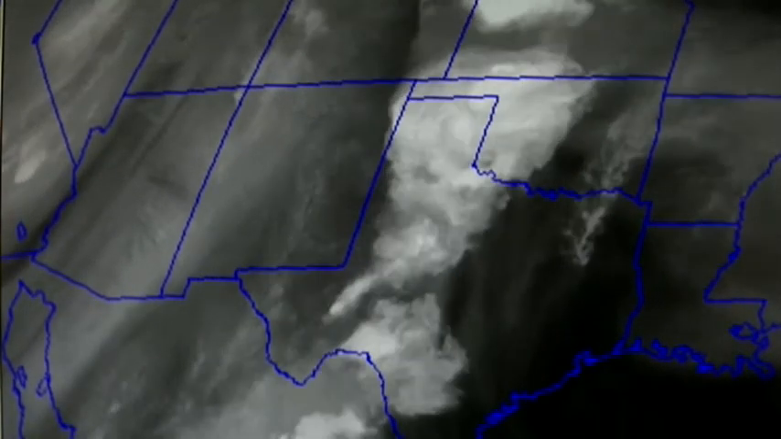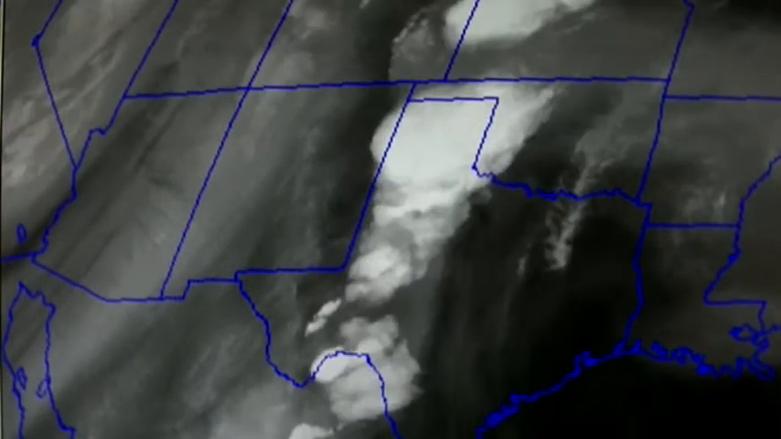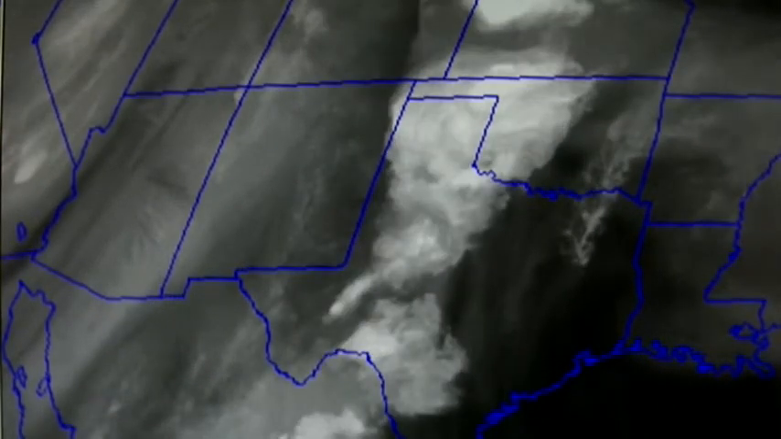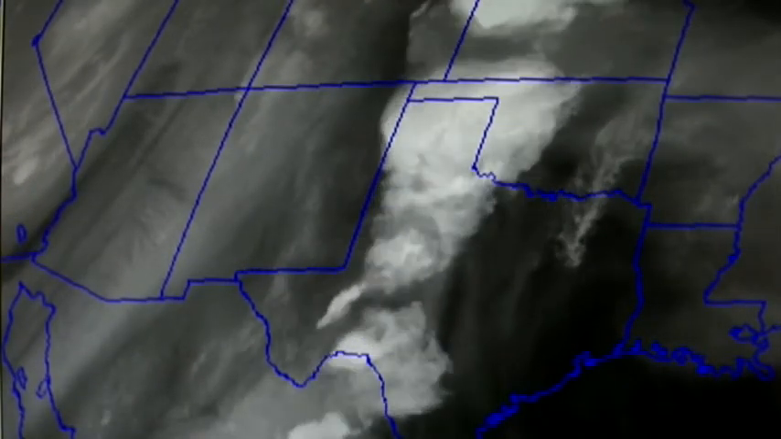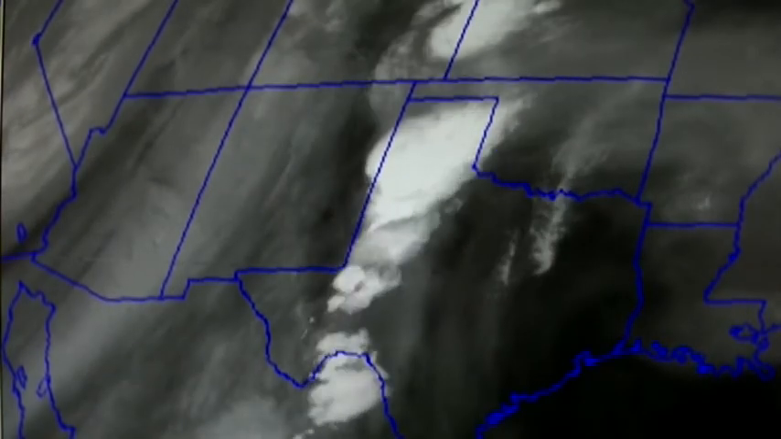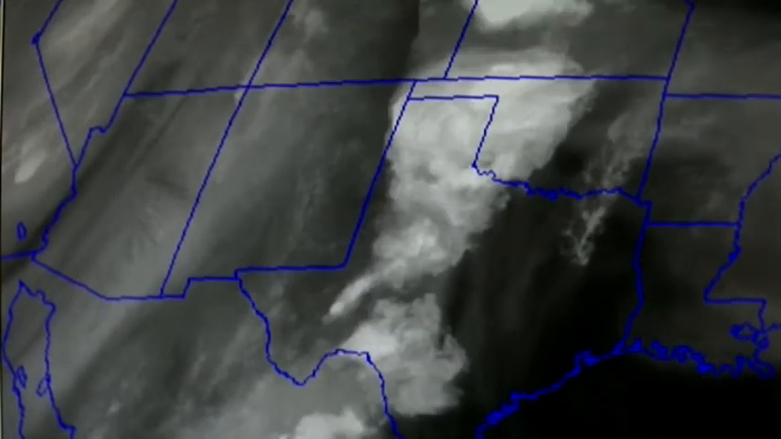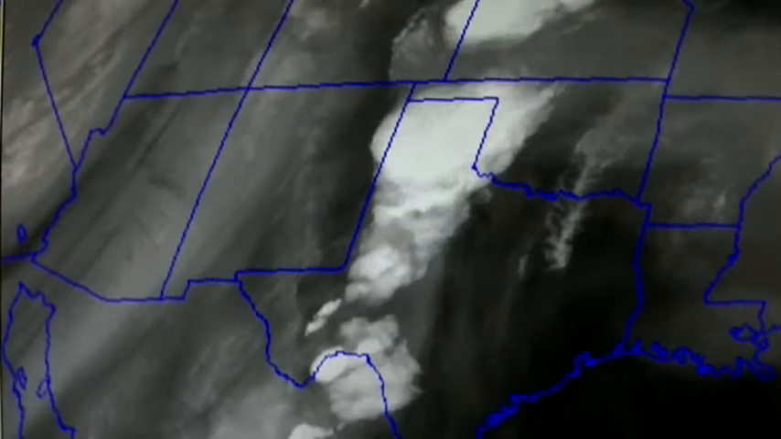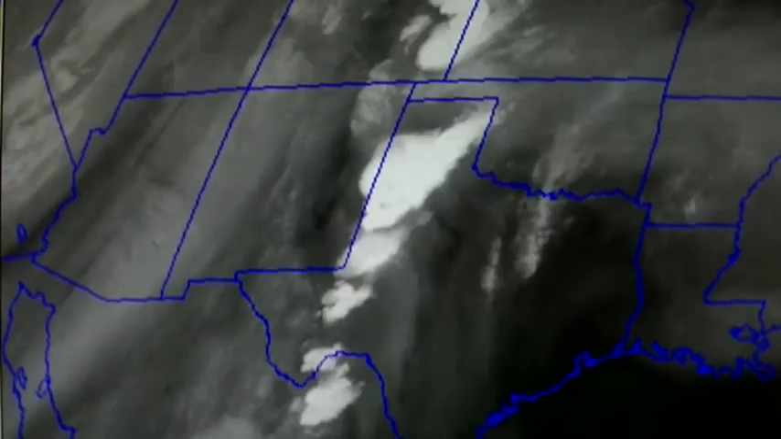But the farmers in the Texas Panhandle are absolutely desperate. There is zero moisture in the subsoil. You dig down 2 feet, there is no moisture at all. It hasn't rained, like I said, in about 6 months.